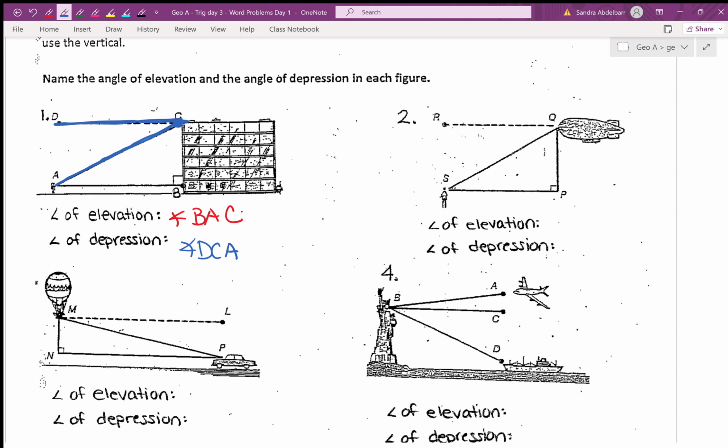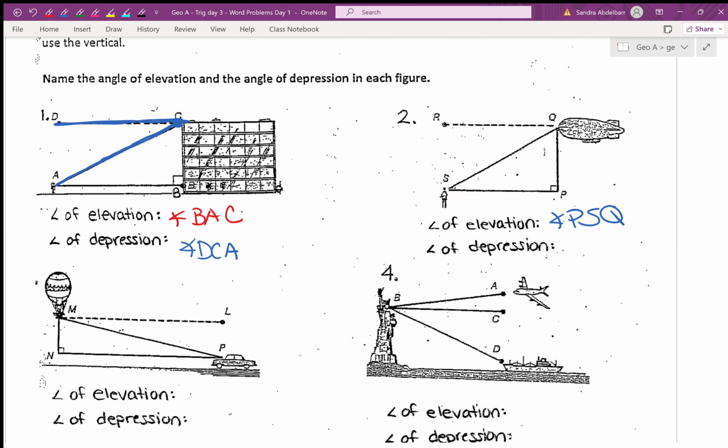All right, number 2. Can somebody name me the angle of elevation in number 2? QS. Excellent. Angle QSP or PSQ is our angle of elevation. What's happening there? There's some person looking up at the plane, and that is our angle of elevation made with the horizontal. Can somebody tell me the angle of depression using 3 letters for this problem, number 2?